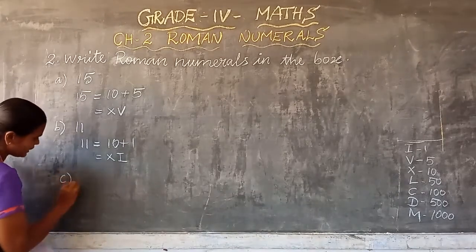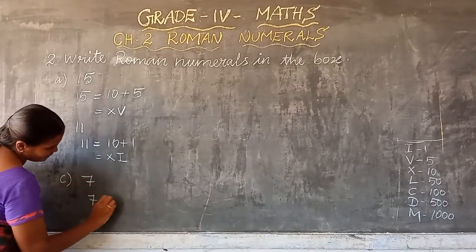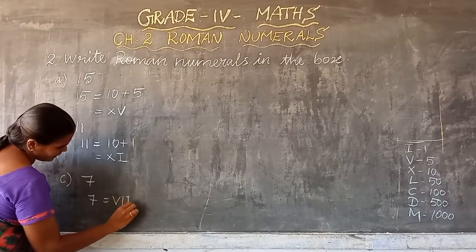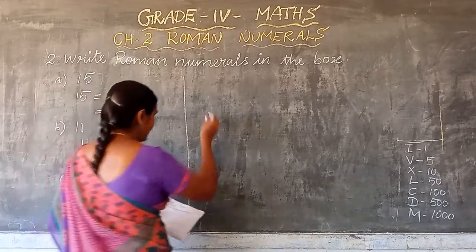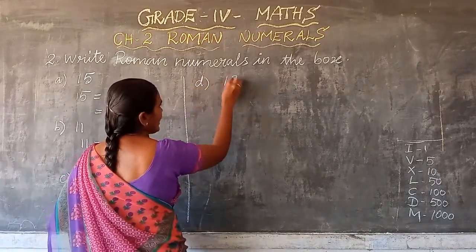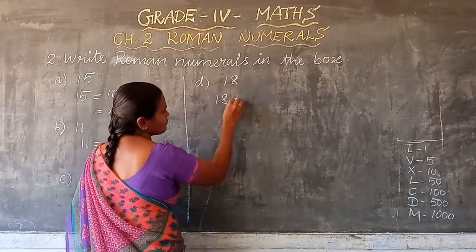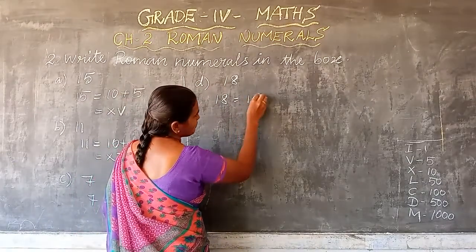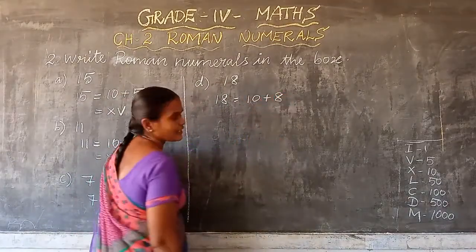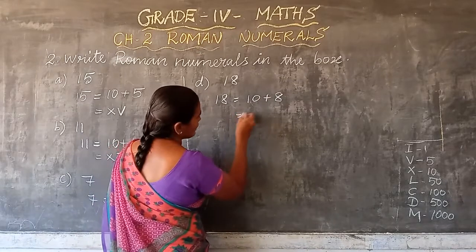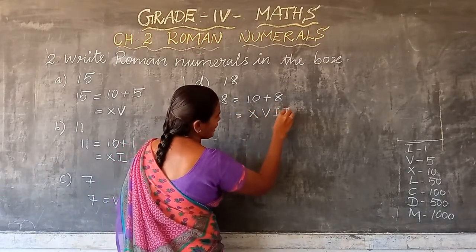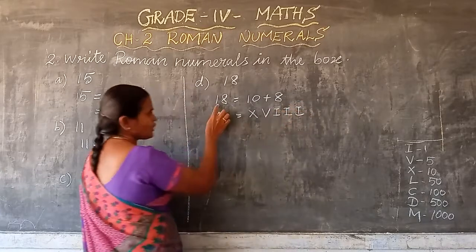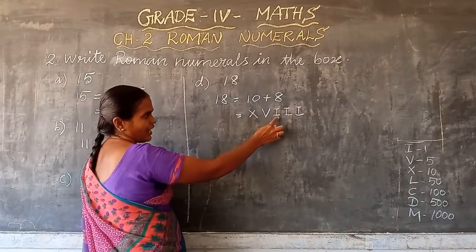Now C question, 7. 7 means VII. Now D question, 18. What is the expanded form of 18? 10 plus 8. 10 means X. 8 means VIII. So 18 means XVIII.